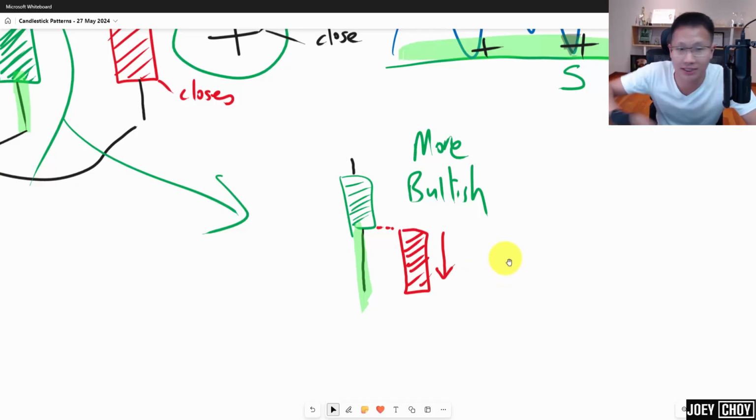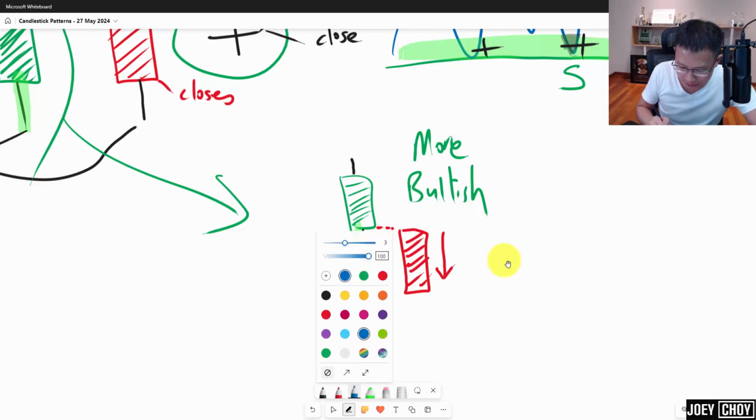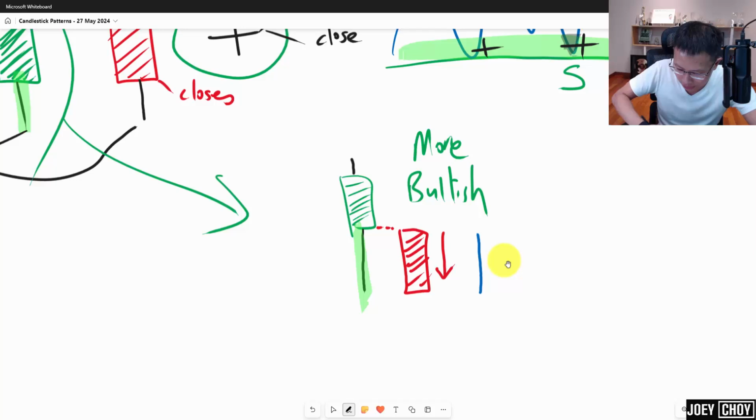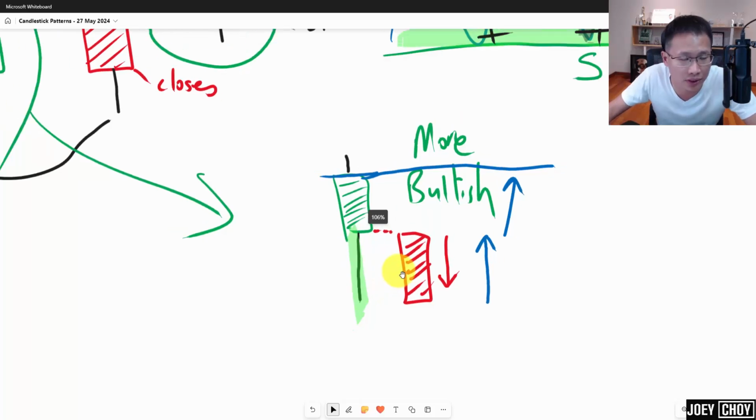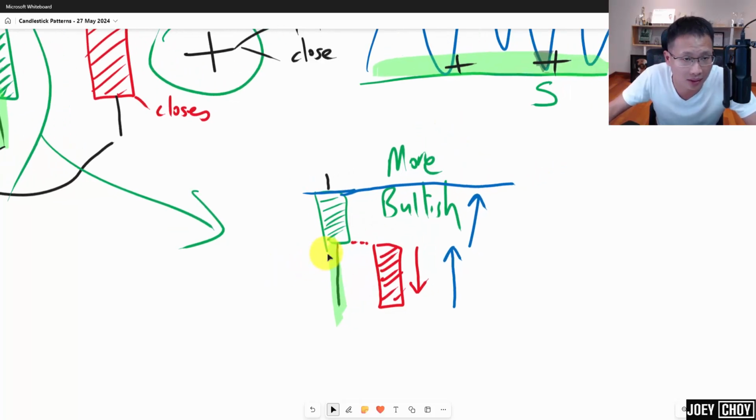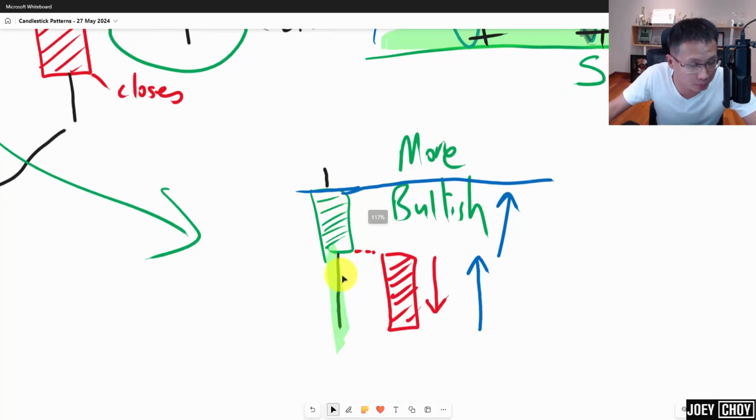But what happens was somewhere at the end of the day, buyers came back and they started to buy, all the way up until it closes somewhere over here. This is where the closing price is. So it just represents a lot of strength. It shows that sellers were in control in the morning or in the middle of the day, but buyers came back and bought all the way up, and it closes past the opening price, went up even more, and closes somewhere at the high.